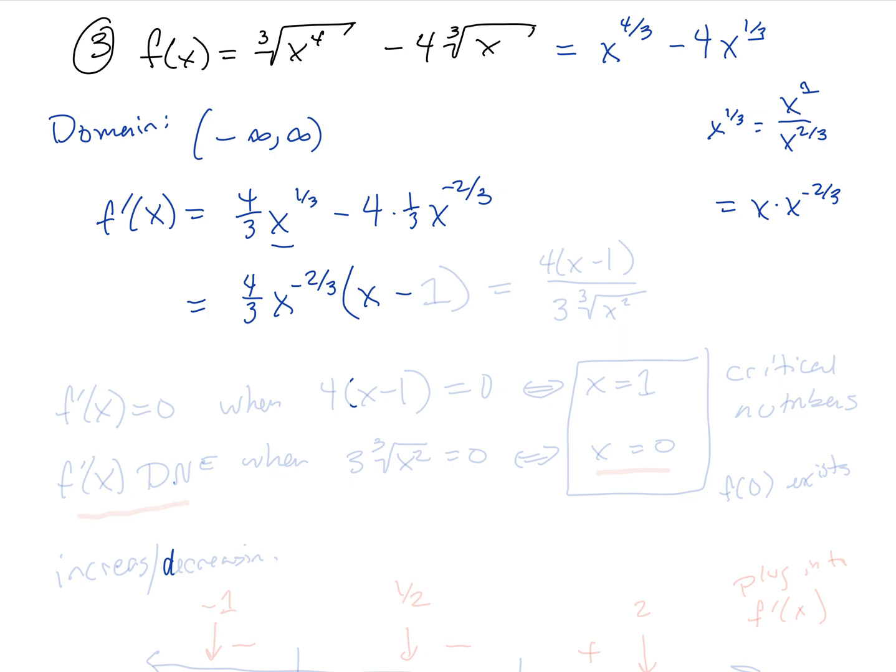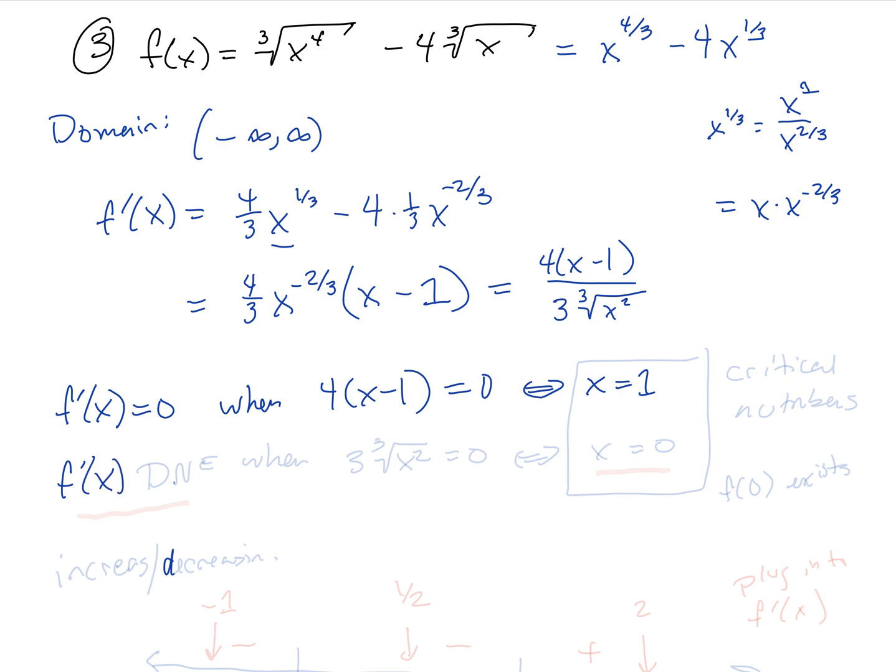Minus, well, we factored out the 4 times 1 over 3, factored out the negative 2/3, we've got a 1 remaining. And so then we could rewrite this as 4 times x minus 1 over 3 times the cube root of x squared, because that negative brings the x to the negative 2/3 down to the denominator. Okay, so f prime of x is going to equal 0 when the numerator equals 0, when 4 times x minus 1 equals 0, and that occurs when x is equal to 1, solving for x. So f prime of x is 0 when x equals 1.